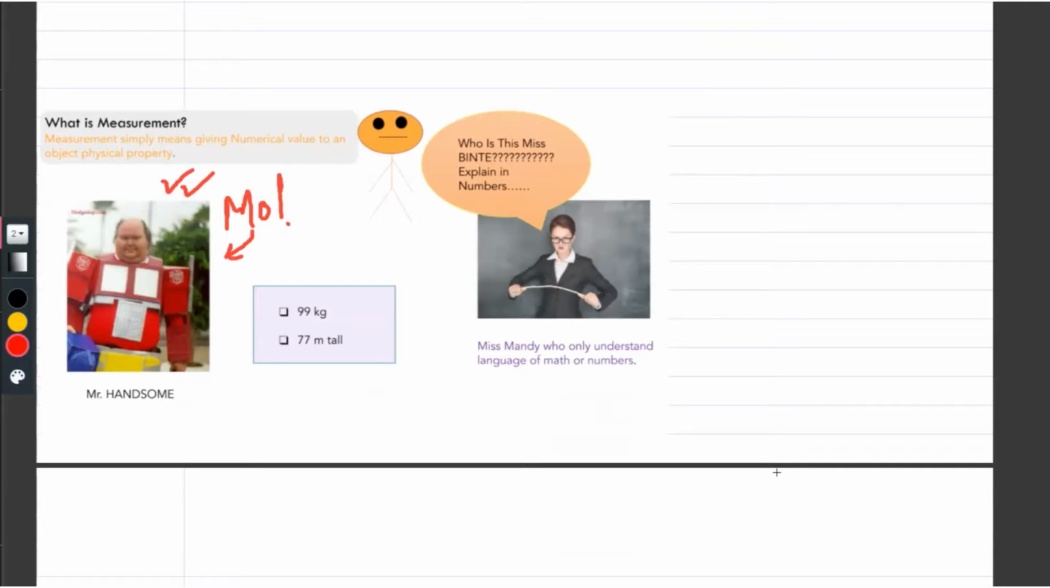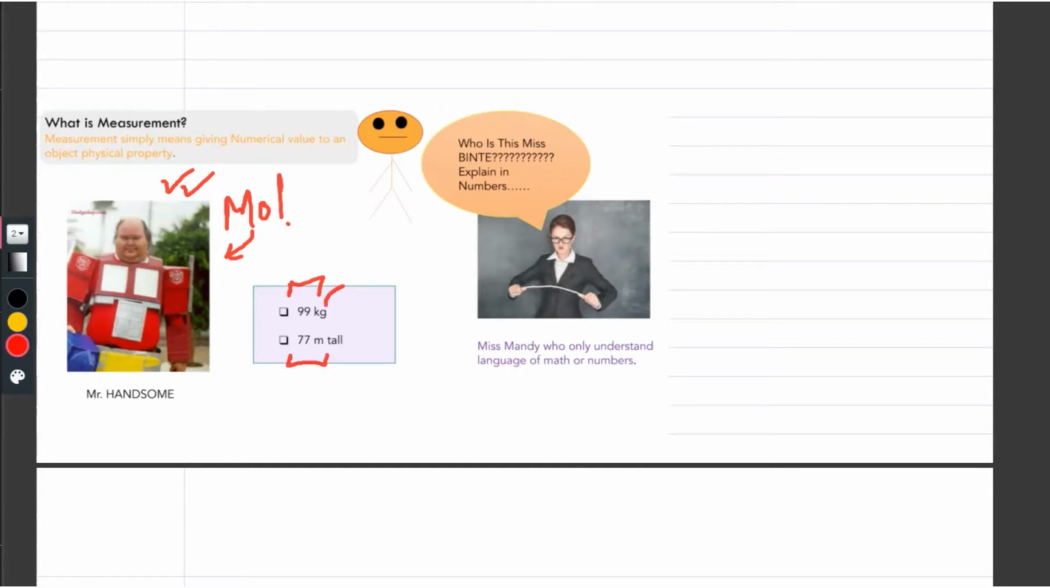So this Mr. Handsome, one day he came to my class and he wanted admission, but our principal, Miss Mandy, wanted me to explain what type of student he is. But the problem with Miss Mandy is that she only understands the language of maths. I have to explain the appearance of Mr. Handsome through physical properties. So what did I say? I said, Miss Mandy, this creature, can you see my hand? This creature is 99 kgs and 77 meters tall.